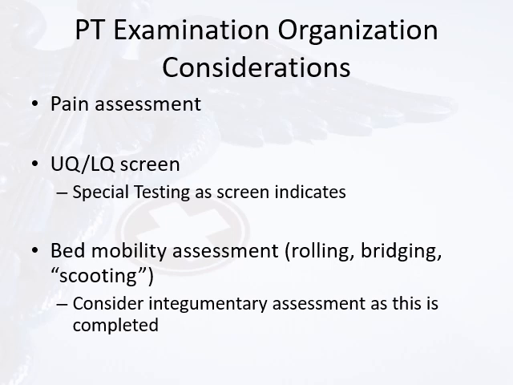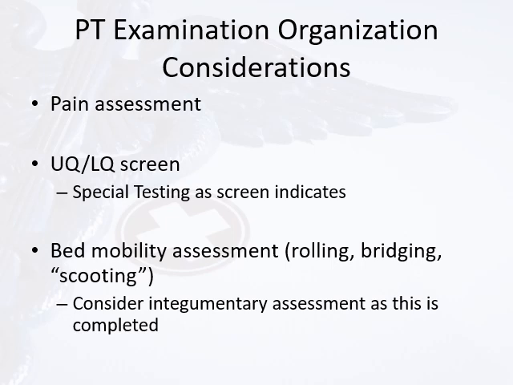The next step would be a pain assessment. I'm sure that everyone here is familiar with doing a pain assessment. There may be a particular type of pain assessment that is mandated by the facility. Sometimes it's up to the patient's therapist and up to the patient with what they can handle. Sometimes it's a FACES scale. Sometimes it's a verbal rating scale from 0 to 10. Sometimes it's a visual analog scale. I would then move on to my lower quarter and upper quarter screening, with special testing as the screening indicates.